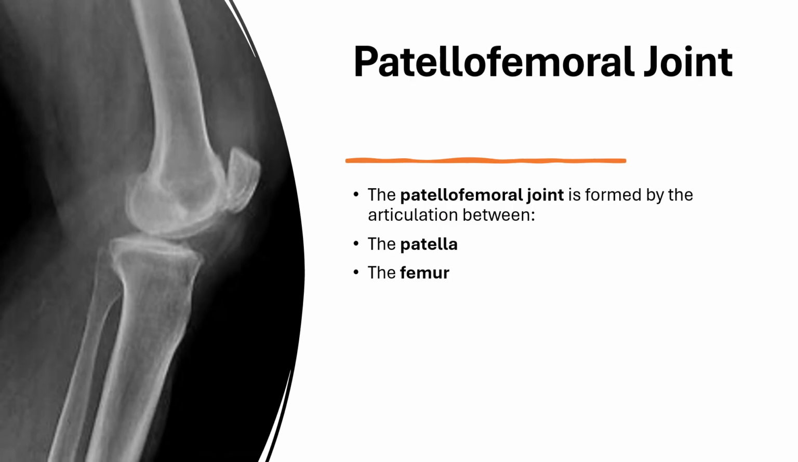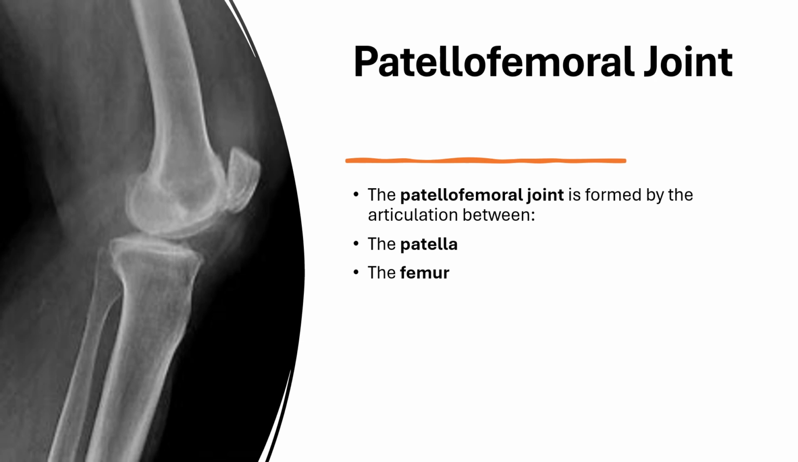And then we have the patellofemoral joint. This is formed by the articulation between the patella, the kneecap, which is a triangular sesamoid bone that lies within the quadricep tendon, and then the femur, specifically the femoral grooves, where the patella glides up and down during knee movements.